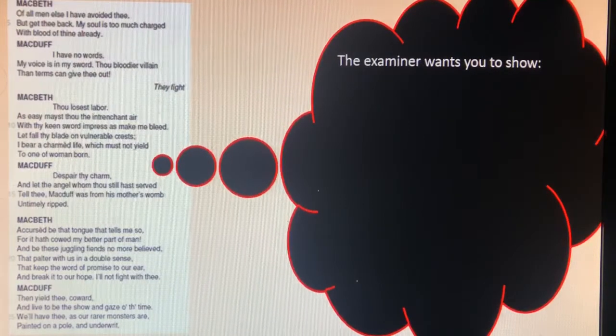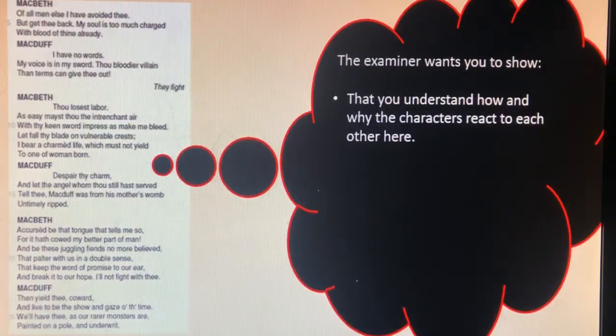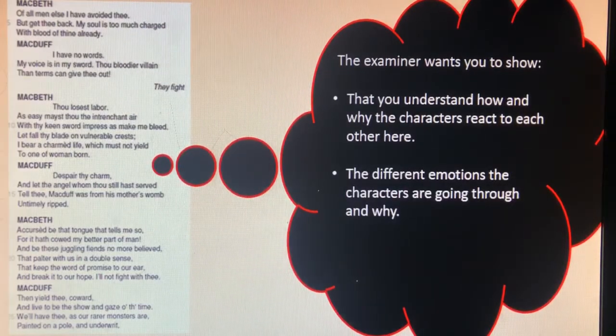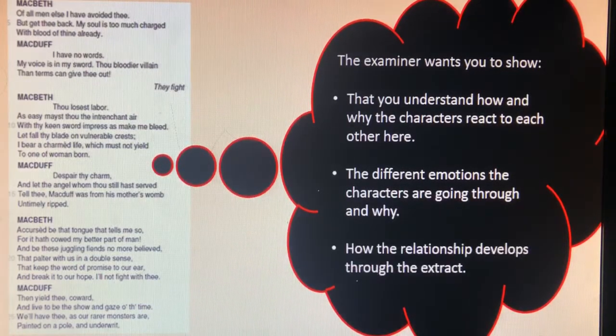We know the examiner wants you to show that you understand how and why characters react to each other, the different emotions the characters are going through and why, and how the relationship develops through the extract. You should not be repeating the same answer all the way through.